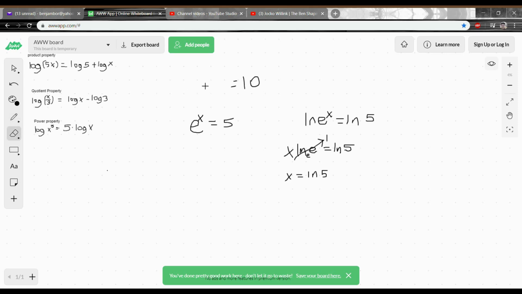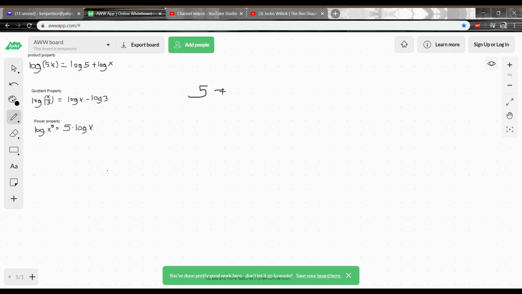Let's do another example where we bump up the complexity just a little bit. Let's say we had 5 plus 2 times e to the 2x plus 1 power, and we set that equal to 115. First, we're going to get this term by itself to make it easier to solve, and we're going to begin by subtracting 5 from both sides and then dividing both sides by 2. I'll do those steps one at a time.